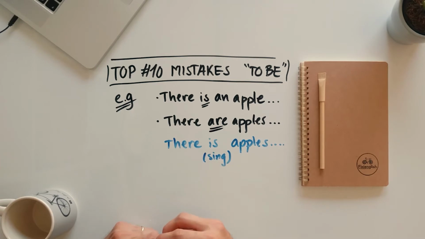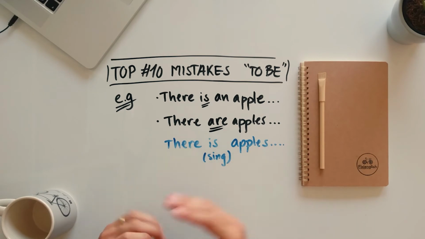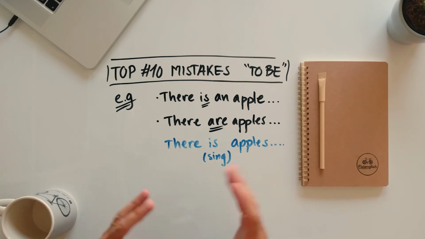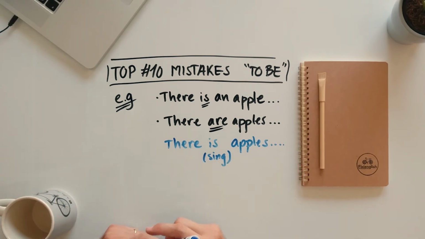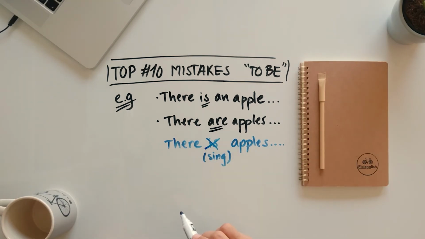So what could be some practical examples to express existence in English? Well, for instance, you could say, there is an apple in the fridge. In the plural form, you would say, there are apples on the table. But you would never say, there is apples on the table, because that is the singular form.